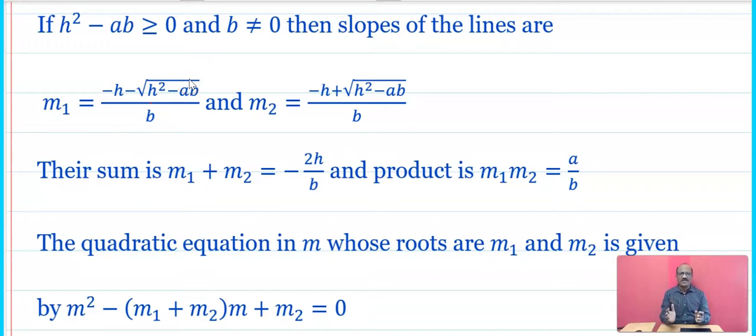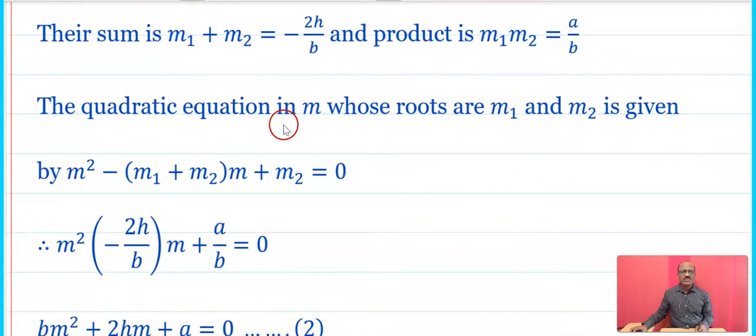If we open the bracket, then plus h squared minus h squared gets cancelled, and you will get ab upon b squared. Then b will get cancelled, and m1 into m2 is equal to a upon b. Again I will repeat: the sum of the slopes, m1 plus m2, is equal to minus 2h upon b, and the product m1 into m2 is equal to a upon b.